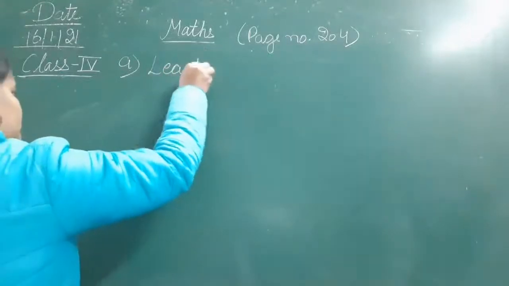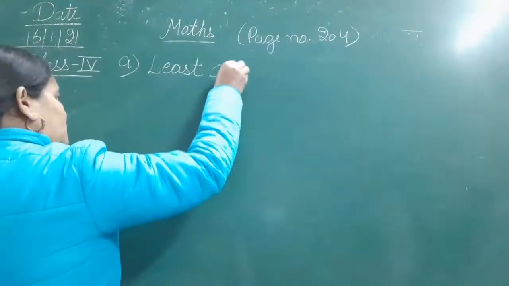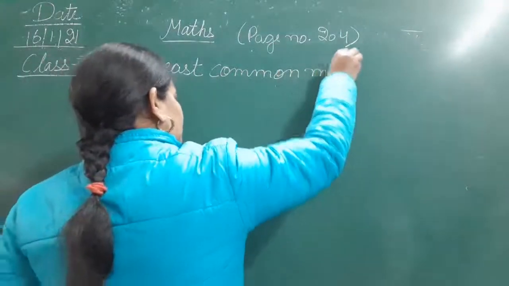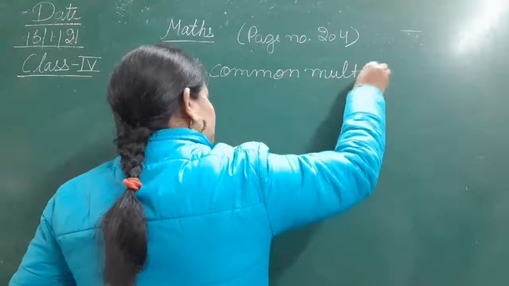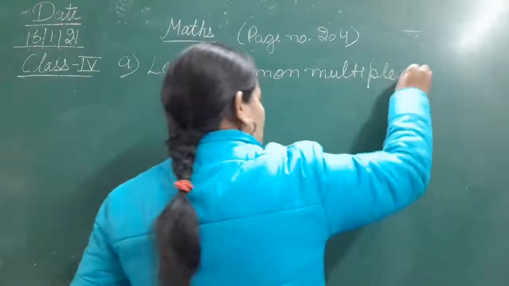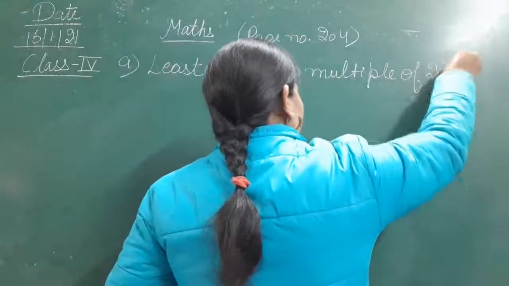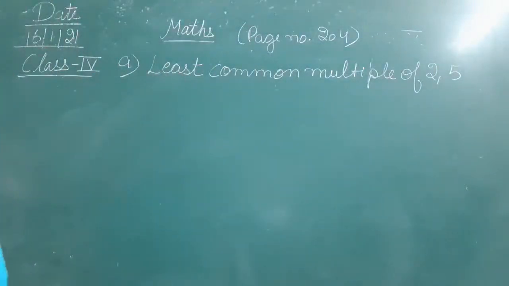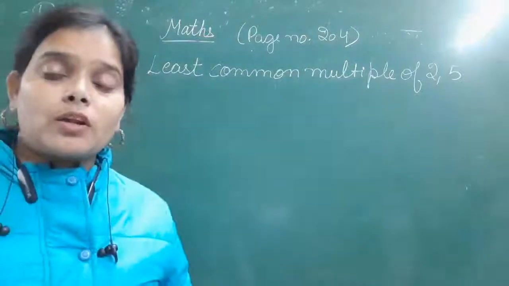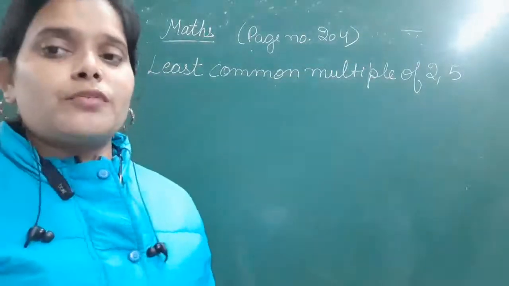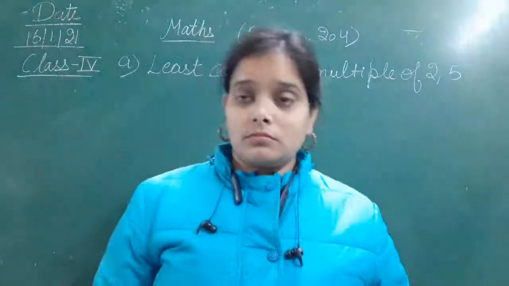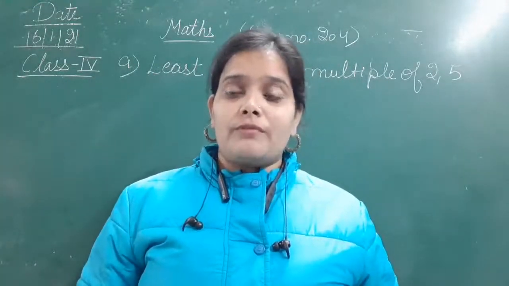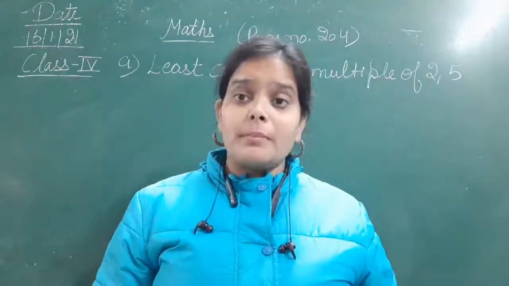Least common multiple of 2 and 5. Now we have to find the least, सबसे छोटा common multiple of 5. So first of all, for finding the least common multiple of 2 and 5, first of all we have to find the multiples.